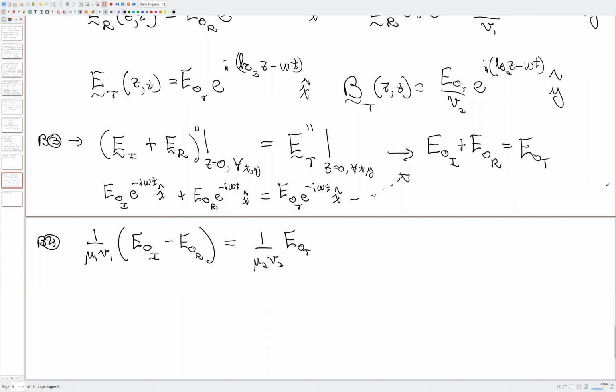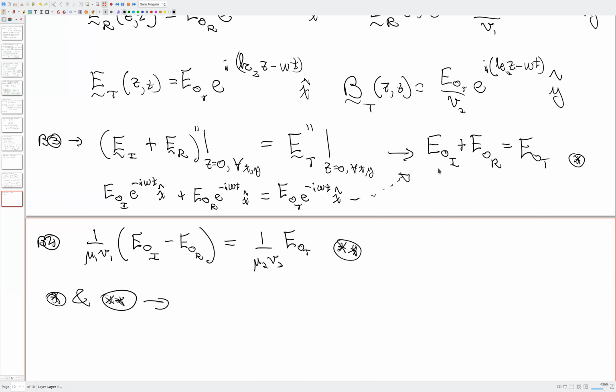There's this equation. Maybe I call it little star and little double star. You can isolate. So it's now your choice, right? What are you going to rewrite in terms of what else? It's kind of natural to scale everything with the incident amplitude here. So I'm going to write E0R and E0T in terms of E0I.